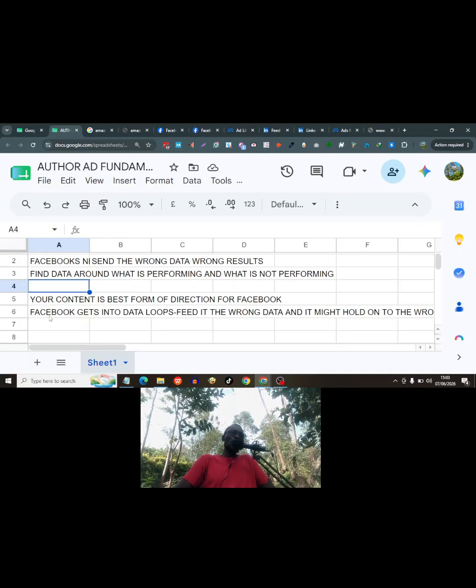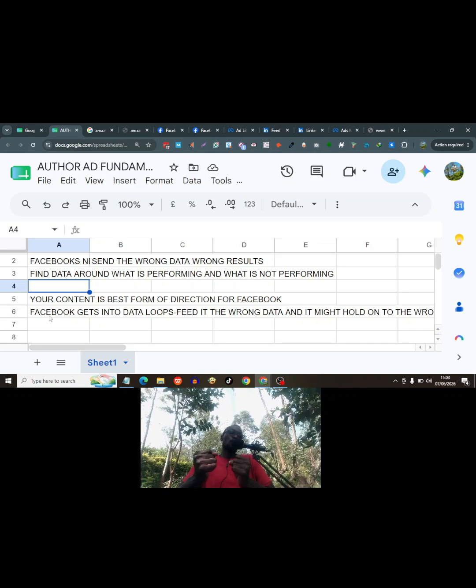So typically you've been looking at the CPM, or cost per click, or the click-through rate, and all of a sudden the click-through rate is lower than ever, but you're not getting any buys. That means the data loop is a bit broken.